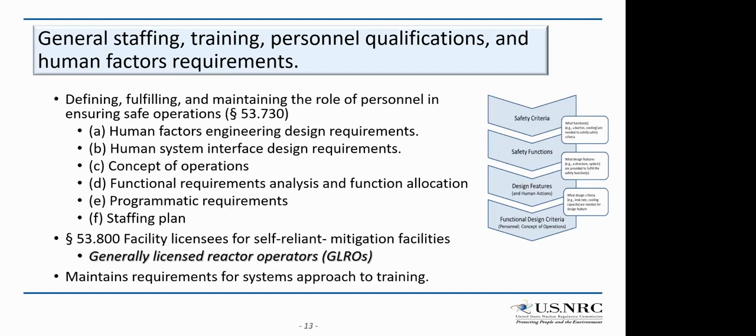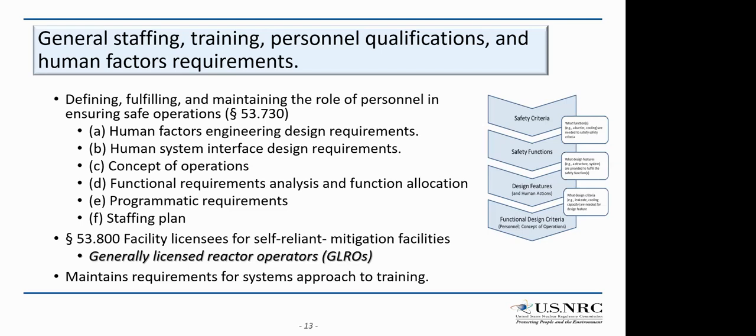So you have to do the human factors engineering to say that the person can do their job. If they need to know what a flow rate is, then you have to have an indication of the flow rate. That's human factors engineering, right? On a basic level. Then you need to look at the human system interfaces. If you're going to assign a person to close a valve, they have to have access to the valve.